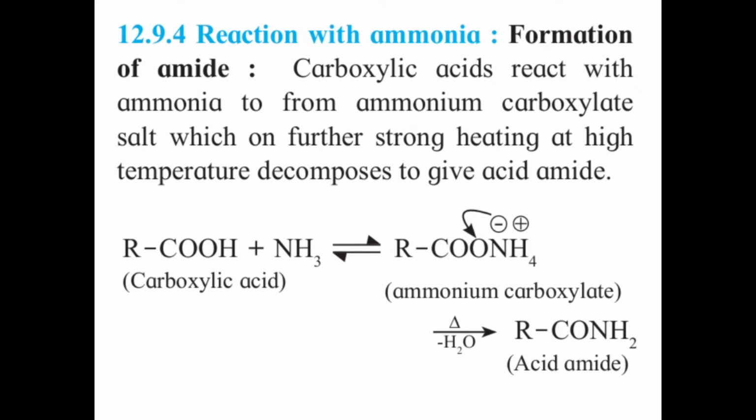You will first get an ammonium carboxylate ion, which on further dehydration gives an amide, right? So we have to convert acid to amide, but it is a two-step reaction. In the first step the acid reacts with amine, and you get the ammonium carboxylate ion, RCOO minus NH4 plus, with nitrogen having a positive charge and oxygen having a negative charge. So it is a carboxylate ion, ammonium carboxylate.